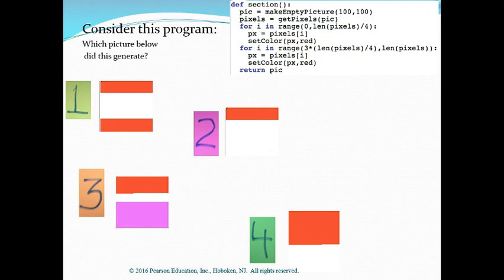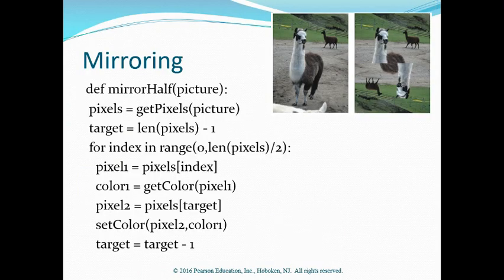Then we're going to say for i in 3 times the length of pixels divided by 4, and then the length of pixels. So we're going to start farther down, right? And then we're going to set the color to red as well. So the answer should be, I believe that it is number 1, where we cover the top half and the bottom half.